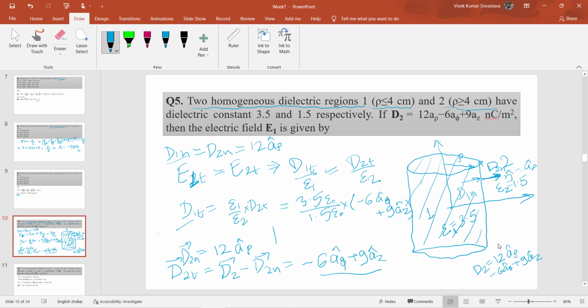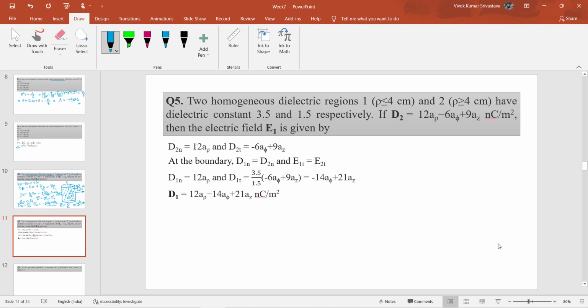So the total displacement vector inside this cylindrical object is obtained as D1n plus D1t. That's how you can find the value of D. Once you find D, you can obtain E1 as D1 over epsilon 1. So that's how you can calculate. Now moving ahead.